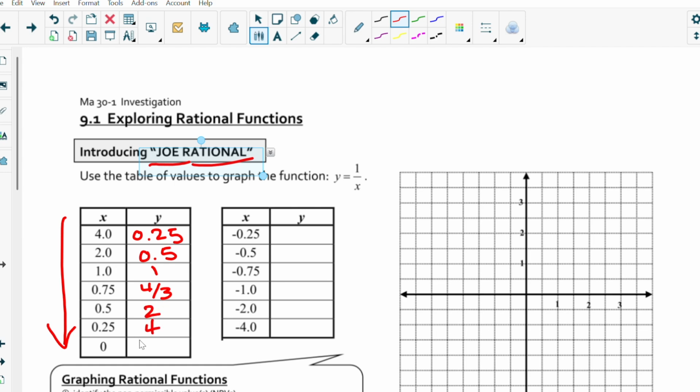Remember, x equals 0, y is undefined, and then some negative values.